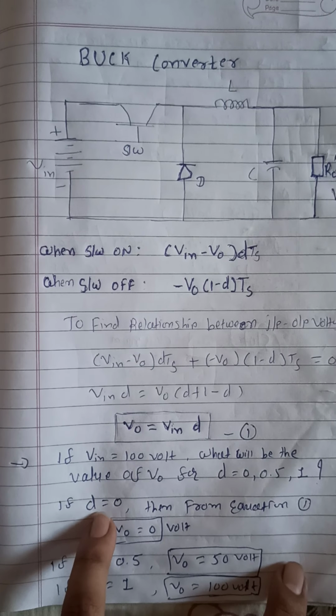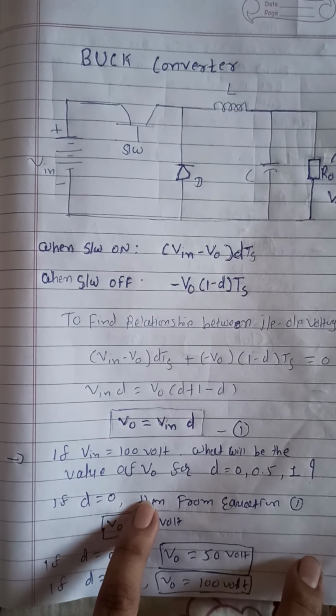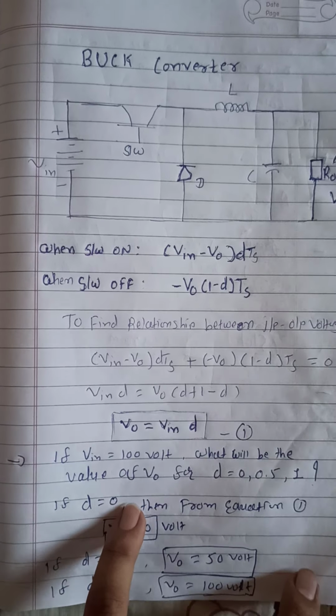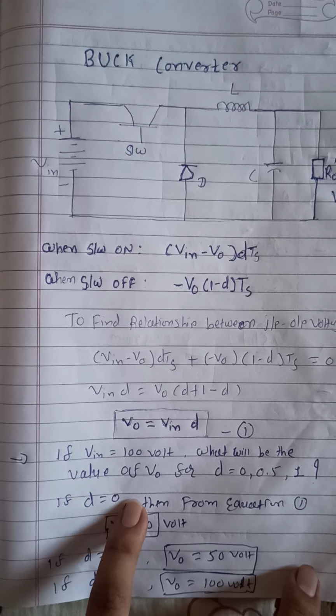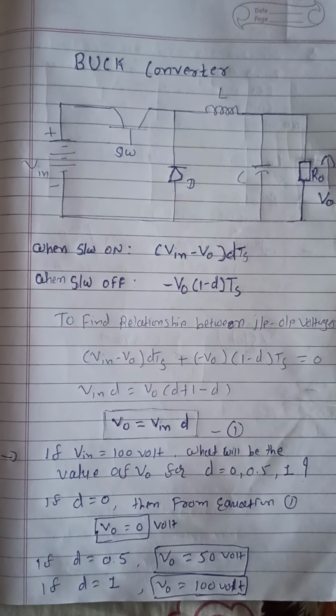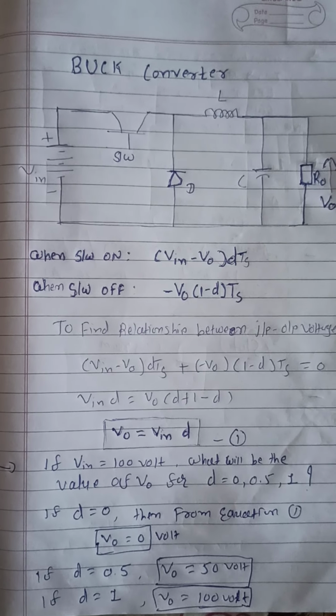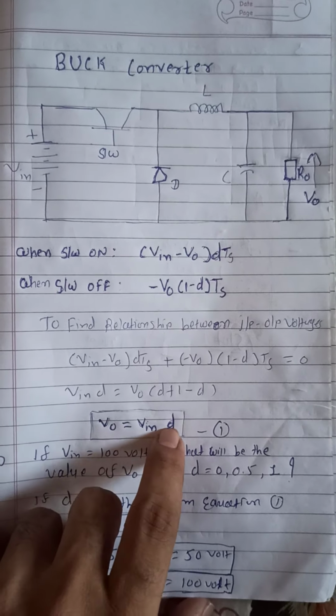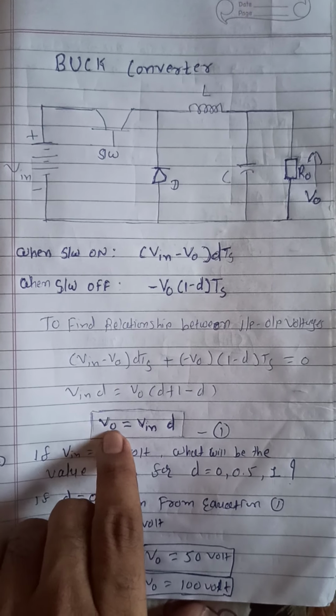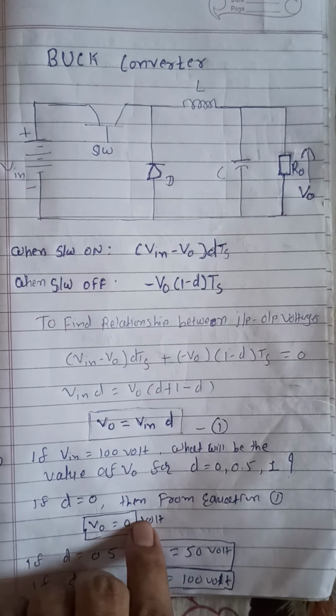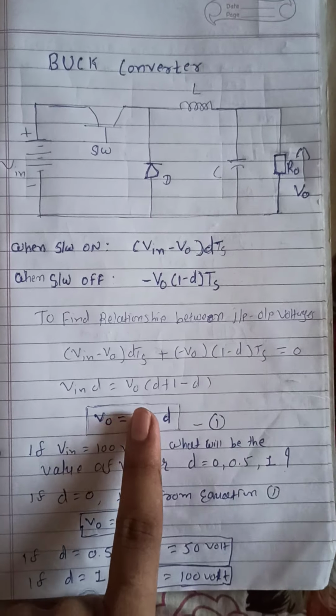So let's say D equals 0. What does that mean? Duty ratio is T on divided by the total time period. So from equation 1 you can see that if you put D equals 0 here, then the output voltage you will get is 0 volt.